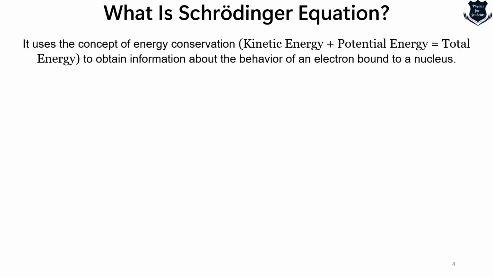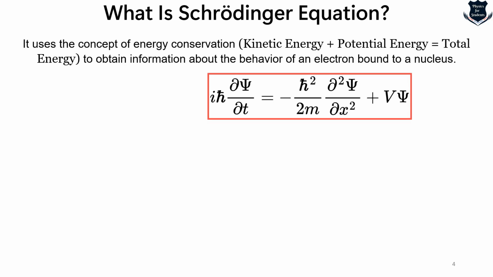Now if we go ahead and look, fundamentally you will see that the entire concept of the Schrodinger equation is very simple and almost classical. Kinetic energy plus potential energy is equal to total energy, and it obtains information about the behavior of an electron which is bound to a nucleus.